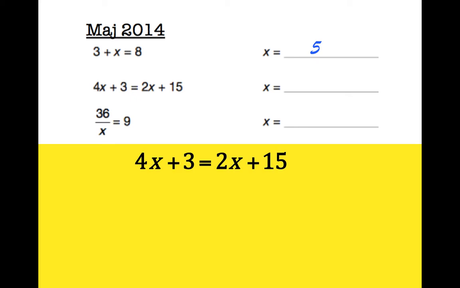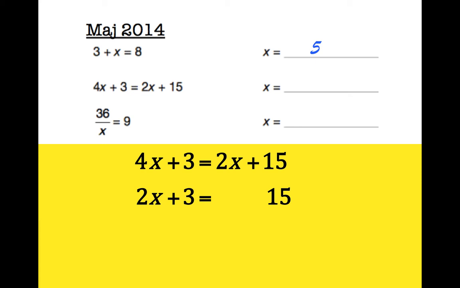4x plus 3 equals 2x plus 15. We've got x's on both sides, so we'd like to take away as much x as we can from both sides. There's 4 x's on the left, but only 2 x's on the right, so the most x's we can take away from both sides is 2 x's.